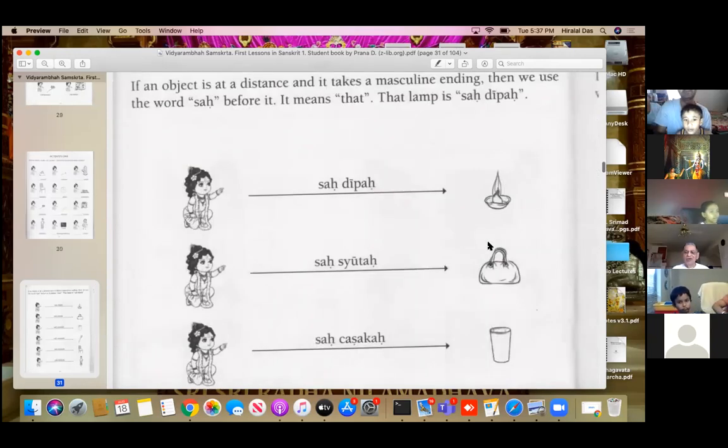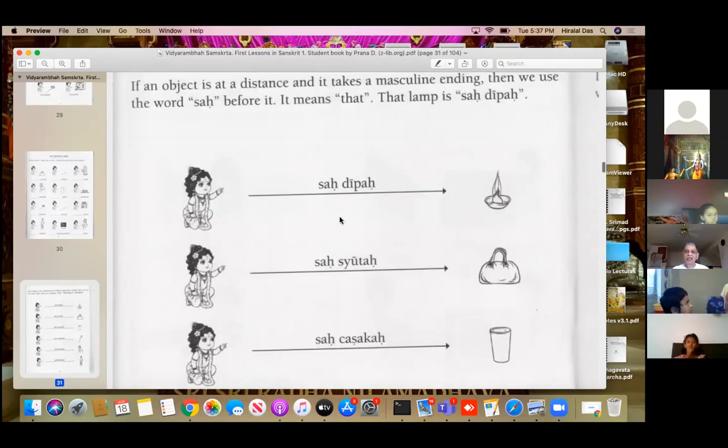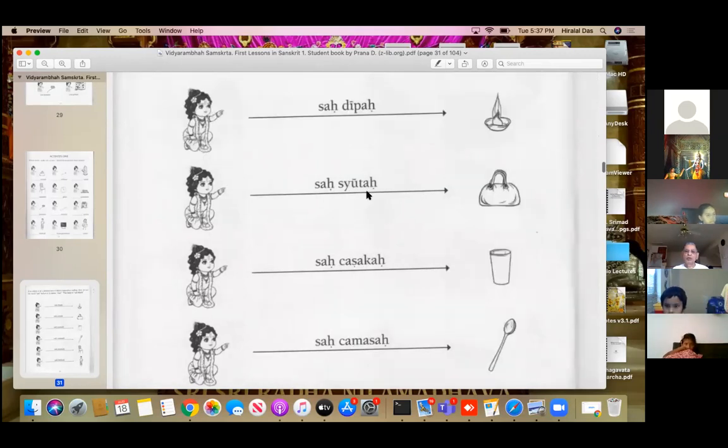Okay, now we are doing something different. Instead of this, when the object is far from this girl, we use that, right? So for that, in Sanskrit, for masculine, saha. Sa. Okay, so this is the difference. Saha deepaha asti. That is a lamp. You see that, saha deepaha asti. That is a lamp. Next, saha syutaha asti. That is a bag.